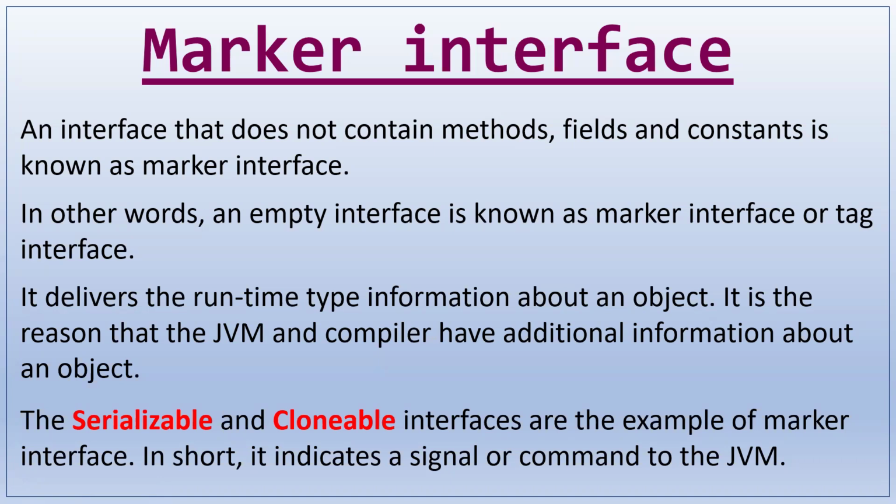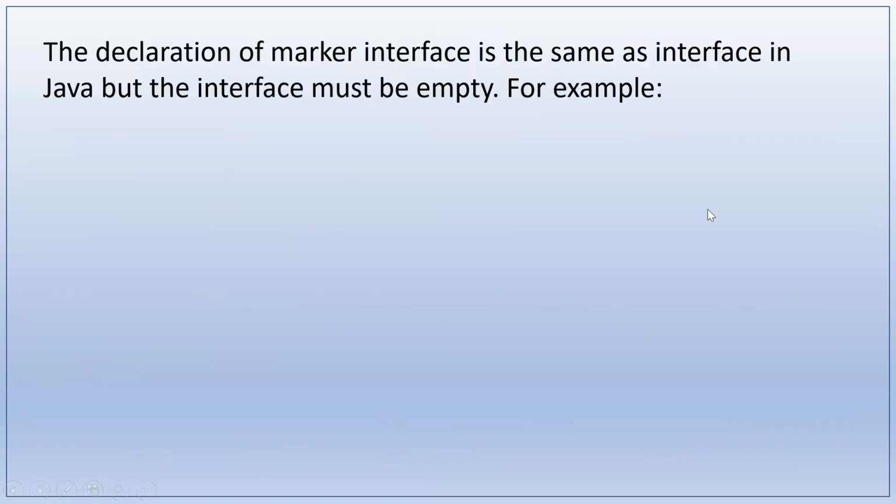For example, I can take the example of the Serializable interface. We have a Serializable interface and a Cloneable interface. These are the best examples of marker interfaces. We will talk about these interfaces in the upcoming slides. In short, whenever you implement a marker interface, it indicates a signal and sends a command to the JVM, and the JVM works in a specific manner.